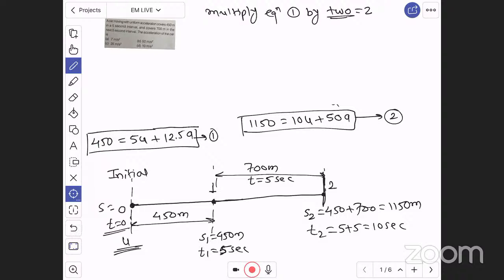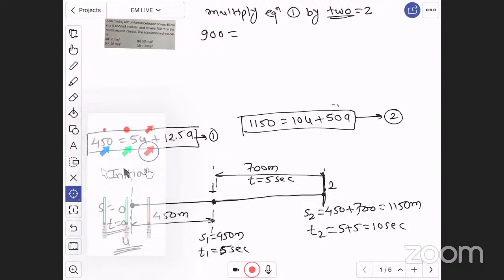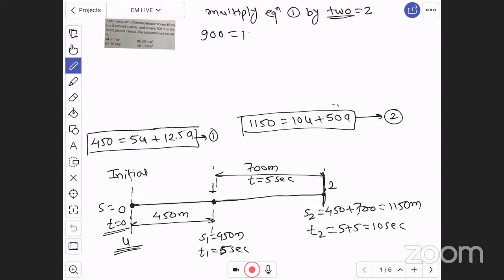450 into 2 will be 900, is equal to 5U into 2, 10U, plus 12.5 into A into 2. It will be 25A. This will be the third equation. Now, see the second equation and third equation. I can take equation 2 minus equation 3.